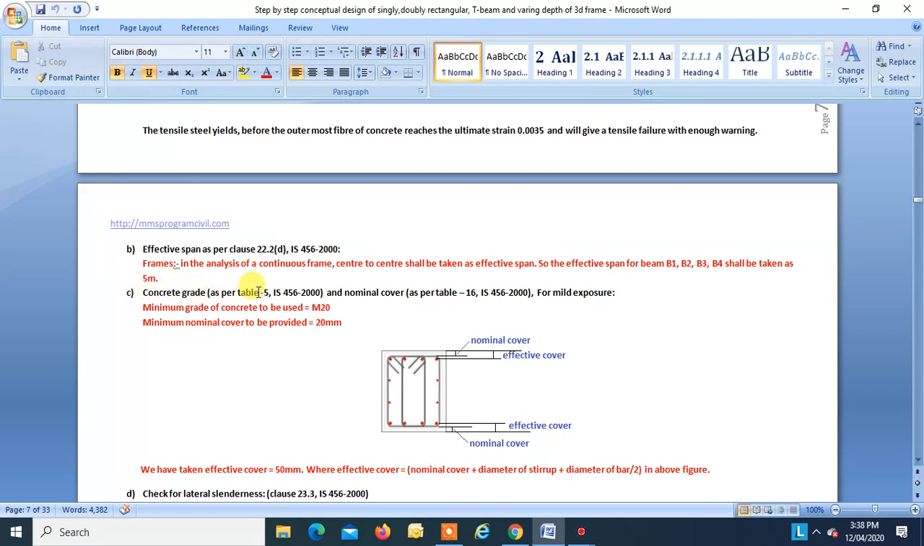Concrete grade as per table 5, IS 456-2000, okay? Well, our exposure conditions are mild, okay?